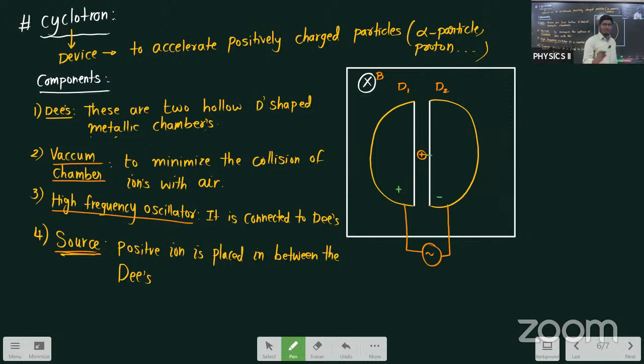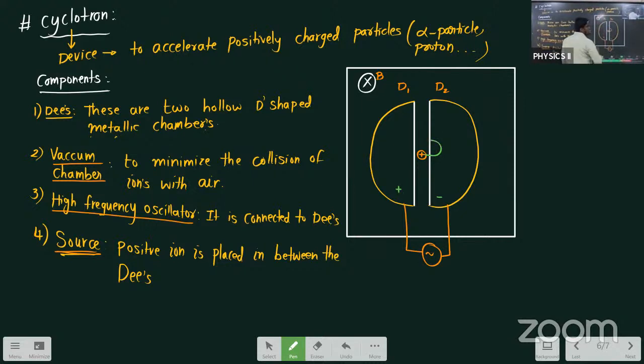And we know that whenever there is a charged particle moving inside a magnetic field, which motion will it make? It will try to make a circular motion. So what will happen? The positive ion source will move towards the negative plate, the D2 plate. Once it enters this D2 plate, what will be there? Inside the chamber, the magnetic field will be there. So whenever a charge is placed inside the magnetic field, it will start to make a circular motion. It will make a semicircular motion, something like this.